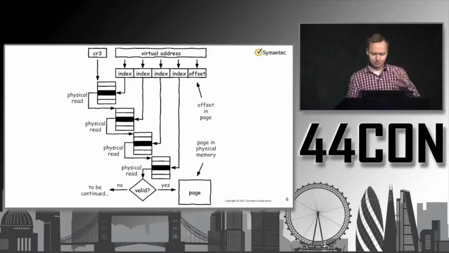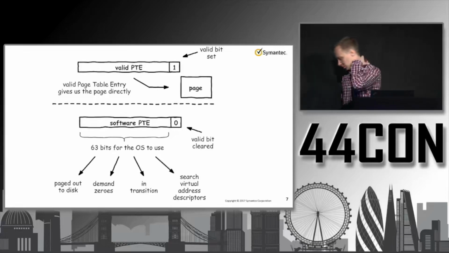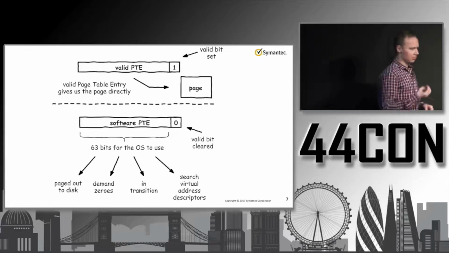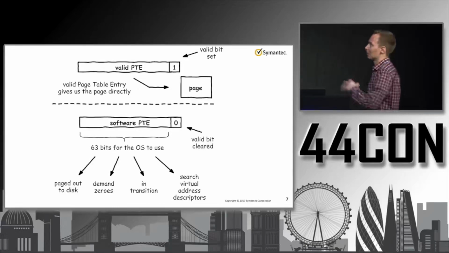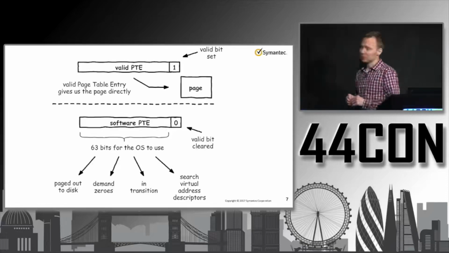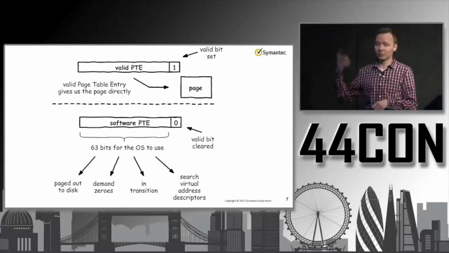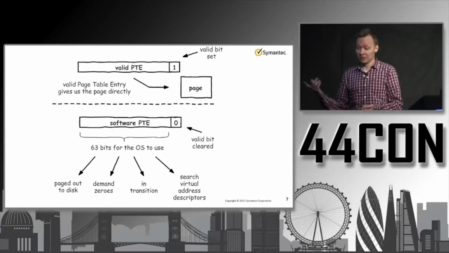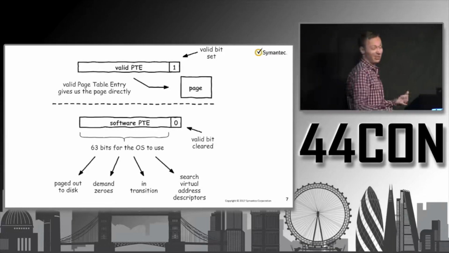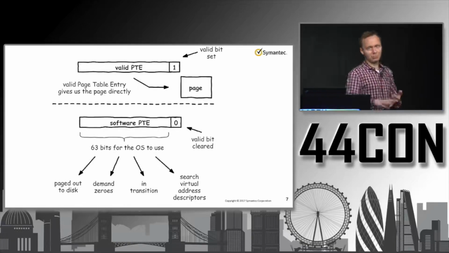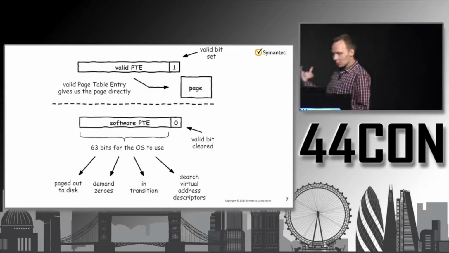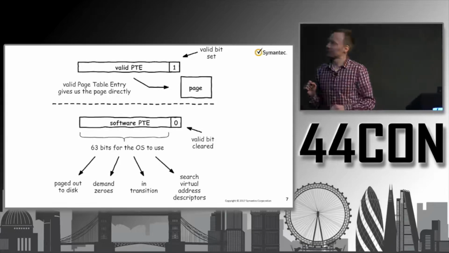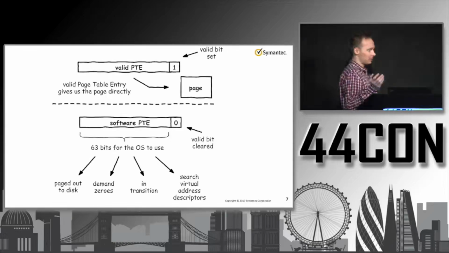But the thing is, and this is sort of where the CPU ends and Windows begins, there's also a lot of scenarios where you will not get a valid page table entry, which Windows makes use of. So basically, there's the least significant bit, the first bit. If it's set, it's valid, and I will give you the page. If it's cleared, that means the hardware won't touch it. It will just send a page fault back up to the kernel. The kernel will intercept it, and it will then have 63 bits to play with.